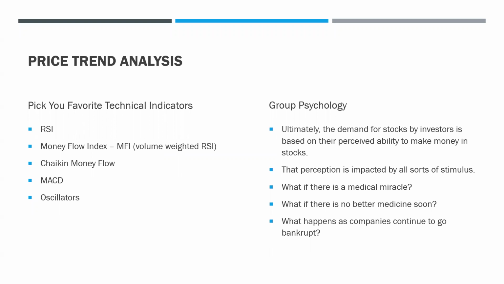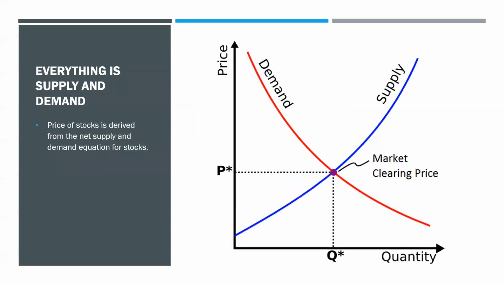So the perceptions that people have about all the stimulus on the markets, what they think about medical miracles coming, what they think about maybe if there's never a medical miracle, which we got bad news on this week, and what happens as companies continue to go bankrupt, all those things will affect group psychology. What we should really keep an eye on, though, is a very simple equation. If you took Economics 101, then you know a very simple thing.